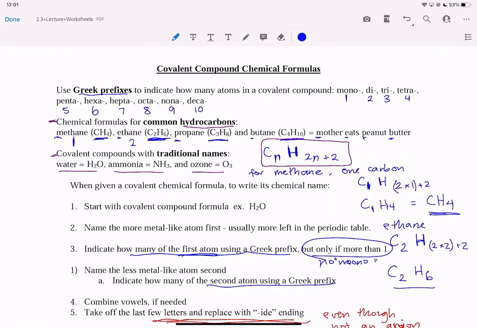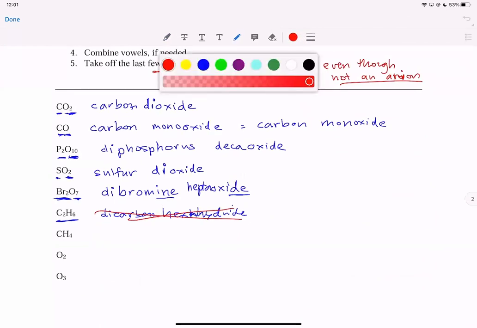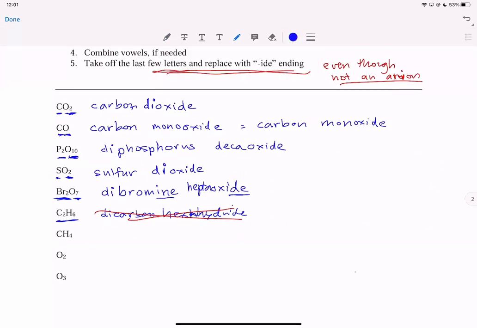So let me scroll down and write that. C2H6 is the common name for the hydrocarbon ethane. Okay, so it has the A and E name ending. That's a hydrocarbon. That's the second hydrocarbon in the family. Okay, so anytime you see only carbon and hydrogen, you're going to use one of those common names, and those end in A and E.